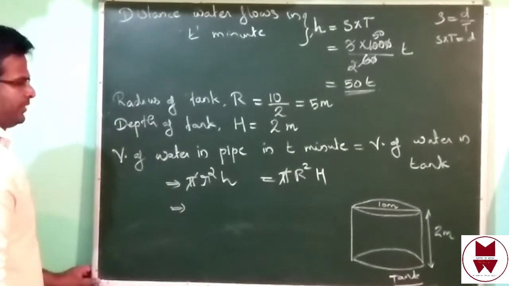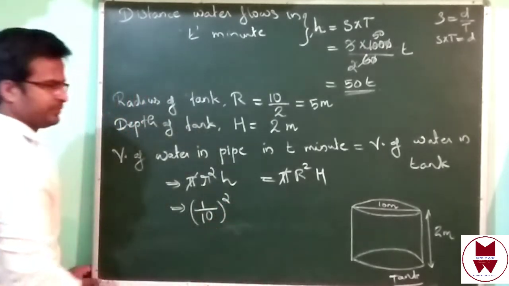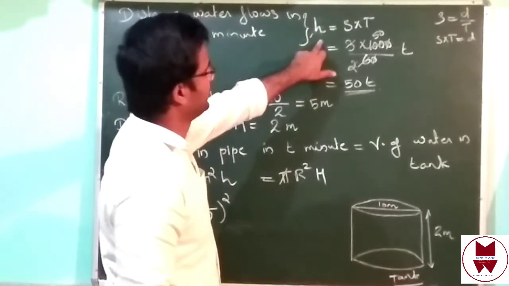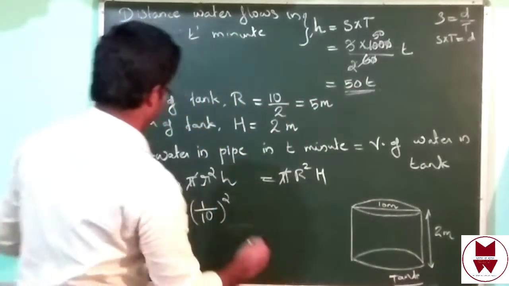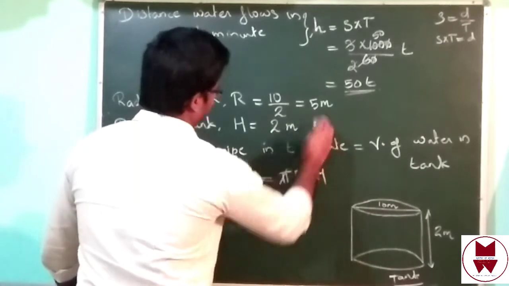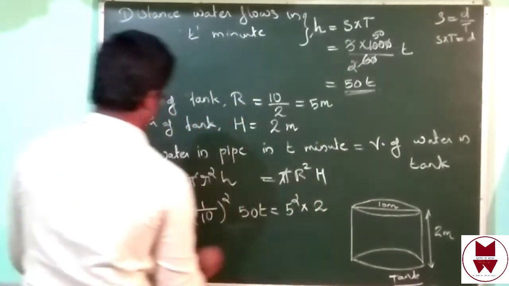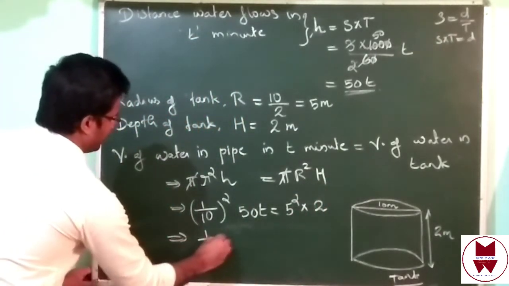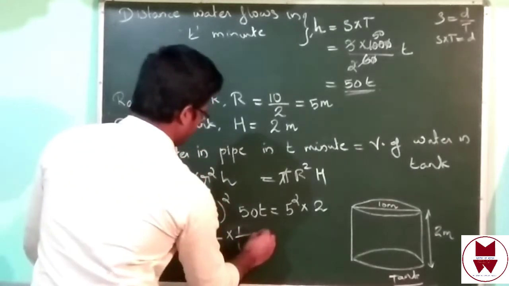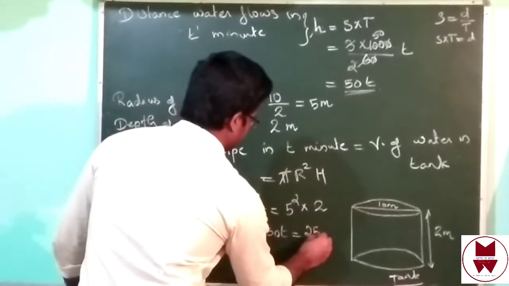Then small letter r square. What is small letter r square? That is 1 by 10 whole square into h. Small letter h, we wrote as the distance water flows in t minutes, isn't it? How much? 50 t. Then capital letter R, that is 5 meter, 5 square, into capital letter H, depth of tank, 2 meter. 1 by 10 whole square we can write 1 by 10 into 1 by 10. 50 t equals 5 square, that is 25, 5 into 5 into 2.